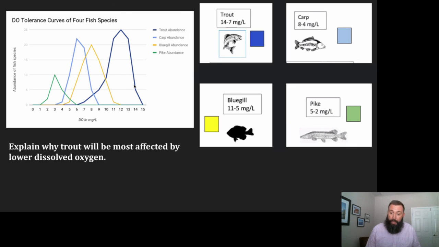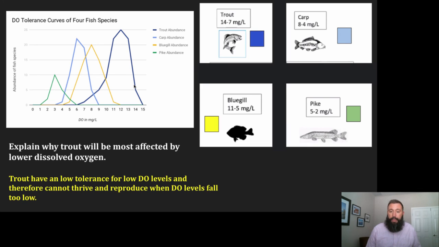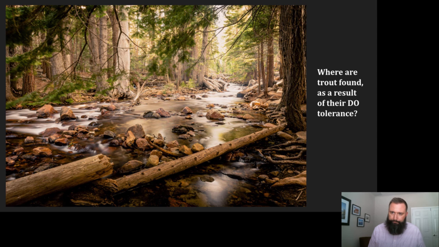Explain why trout will be most affected by lower dissolved oxygen. Trout have a low tolerance for low dissolved oxygen levels and therefore cannot thrive and reproduce when dissolved oxygen levels fall too low. It's all about their genes. Their traits impart that ability, or rather inability, for this species to withstand low dissolved oxygen levels, and therefore they won't be able to live to their biotic potential.